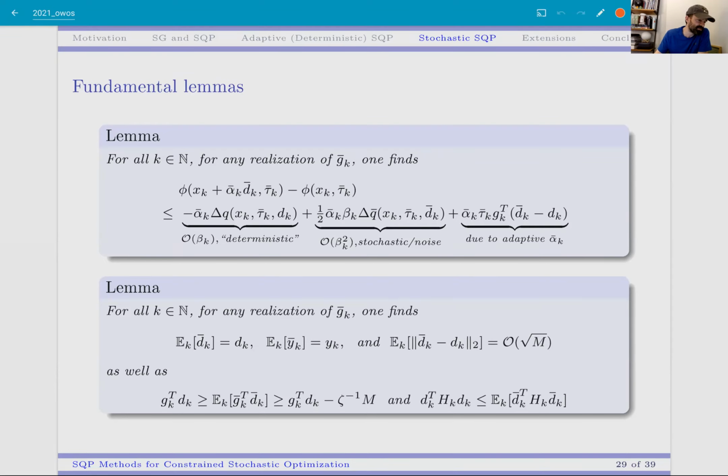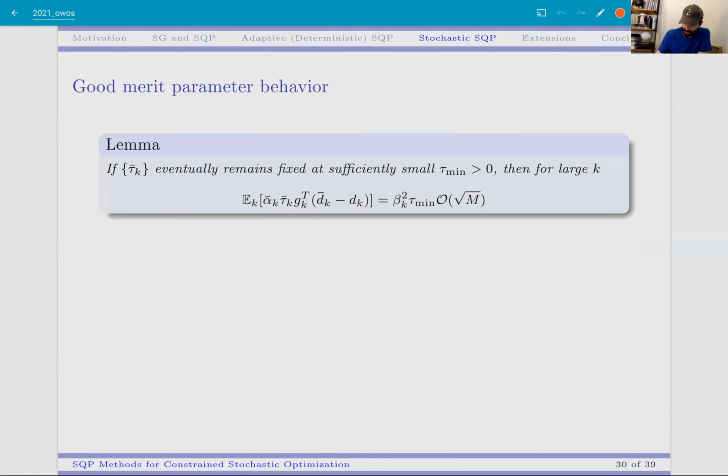The direction itself ends up being unbiased in terms of the direction you would get from the true gradient, but otherwise we need these various bounds on inner products. And ultimately, the careful choice of that projection interval allows us to bound that last noise term, again with something that we can control with respect to our beta sequence here.